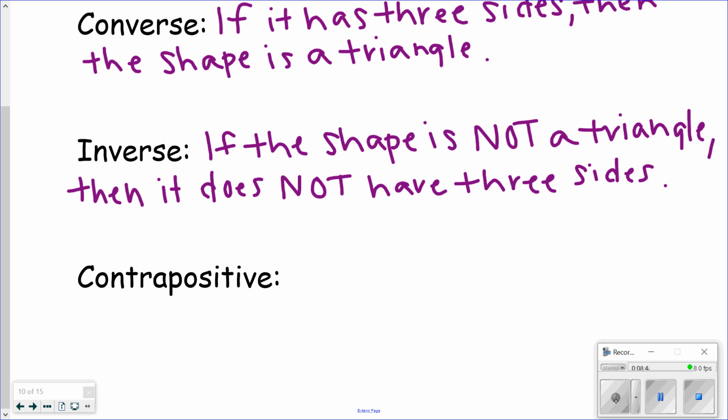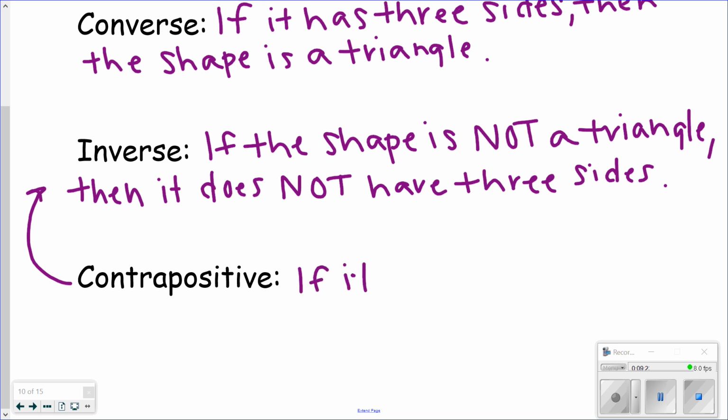The last sentence structure is a contrapositive. Now the contrapositive is going to take what my inverse sentence is and flip the P and Q statements around. So in other words, I'm just going to switch those 2 sentences. So my inverse is, if the shape is not a triangle, then it does not have 3 sides. The contrapositive then is going to be, if it does not have 3 sides, because that's the last part of my inverse, it's going to be the first part of the contrapositive.